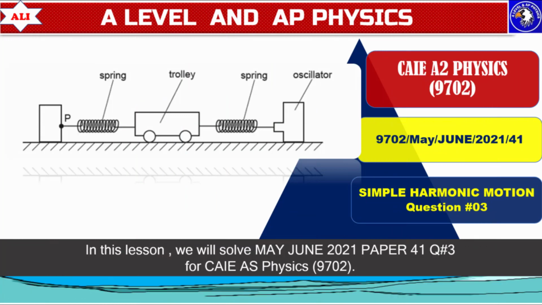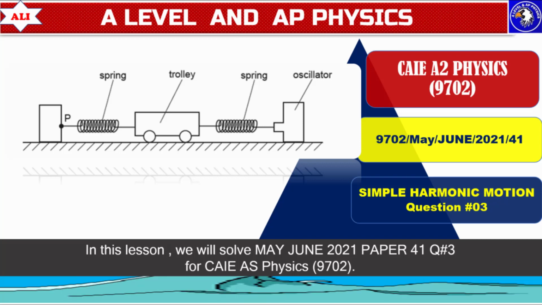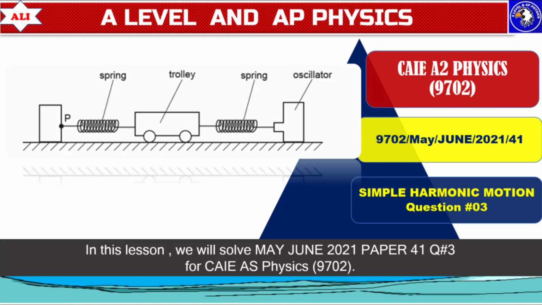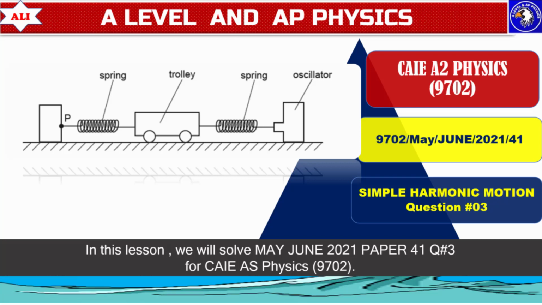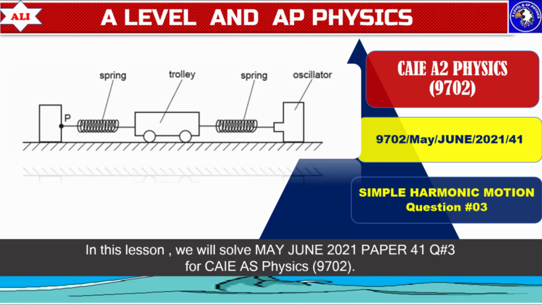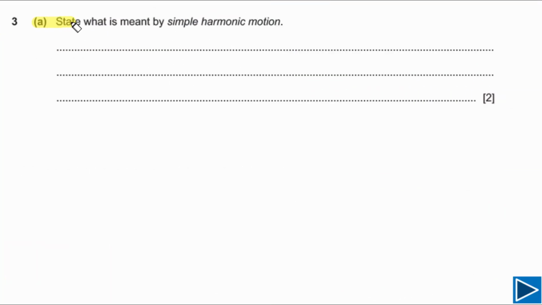In today's lesson, we will discuss an important past paper question from May-June 2021, paper 41. Today's question is about simple harmonic motion. For part A, we need to state what is meant by simple harmonic motion.